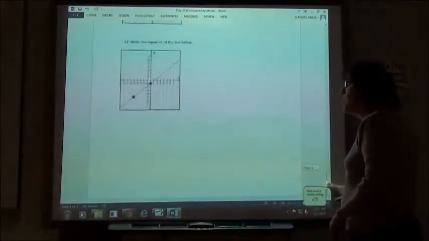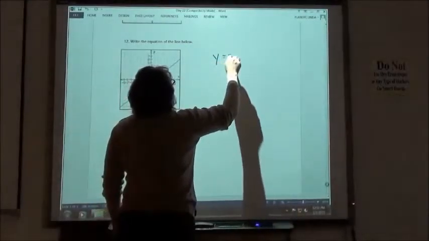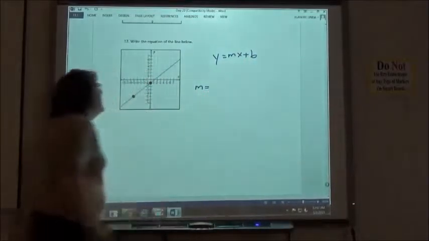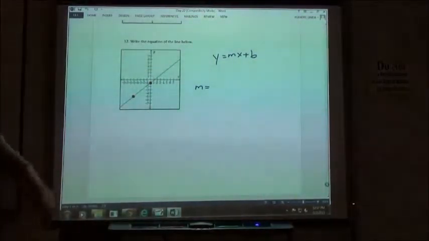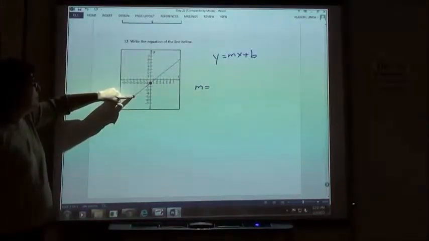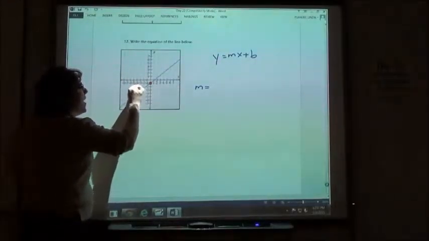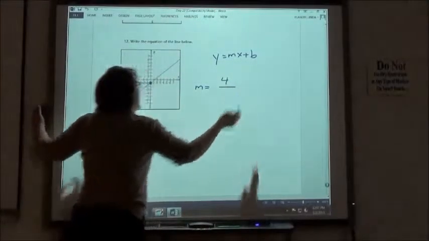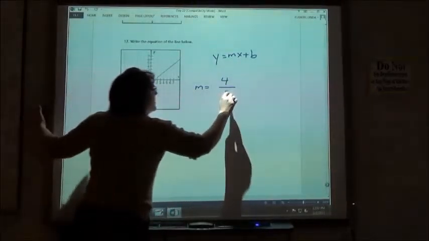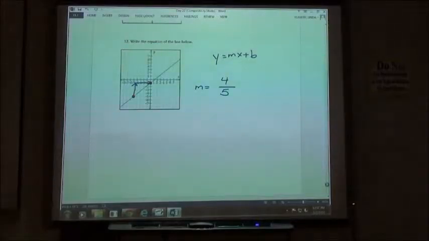And the last one on here then, write the equation of that line. So y equals mx plus b, my slope. This time my slope is going to be positive. If I start here, I'm going to go 1, 2, 3, 4 up. So +4 and over 1, 2, 3, 4, 5. 5 to the right. So up 4 over 5 means I have a slope of 4/5.